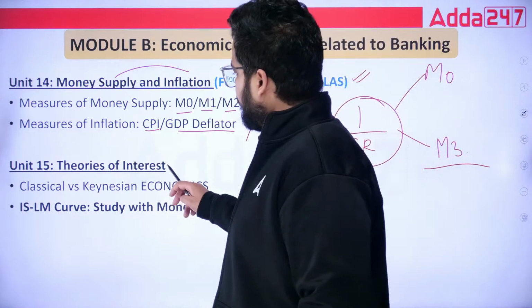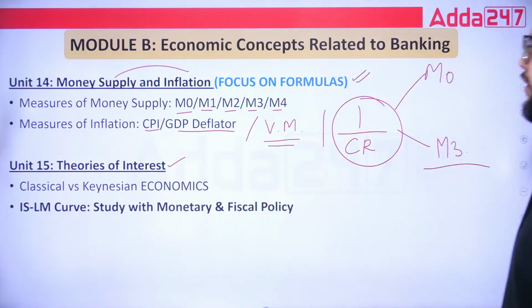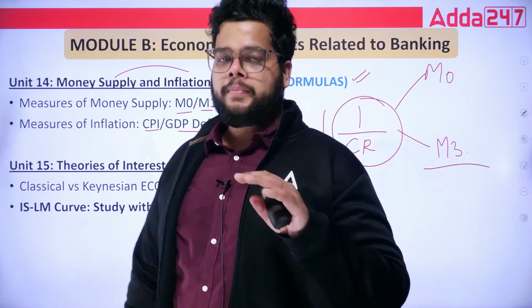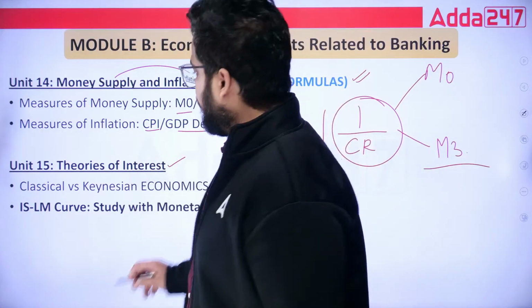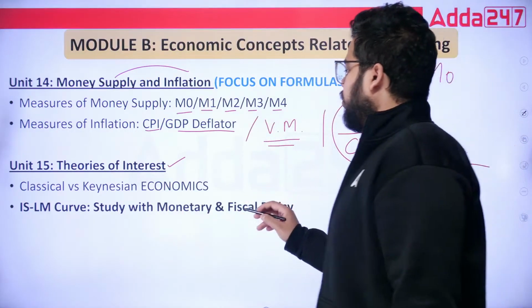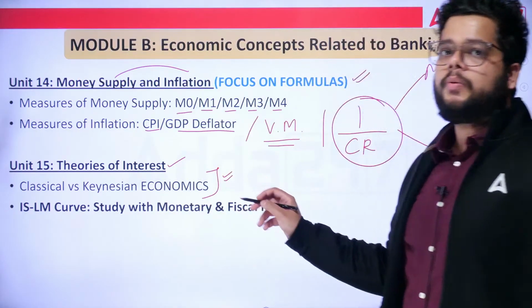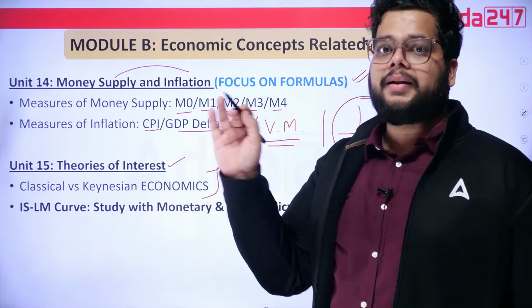Next we have unit number 15, theories of interest. Again, students are often confused between the various subtopics of theories of interest, and being a vast chapter, you will find various confusing terms as well. But what you should do, being a smart aspirant, is focus on the low-hanging fruits, the basics, like what is the difference between the classical approach and the J.M. Keynes approach in economics.